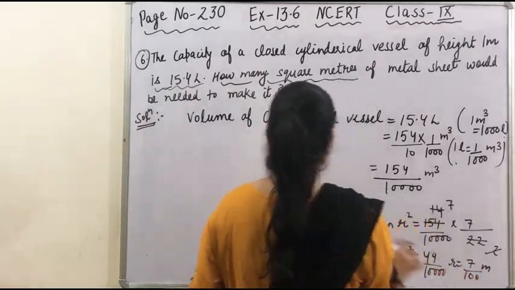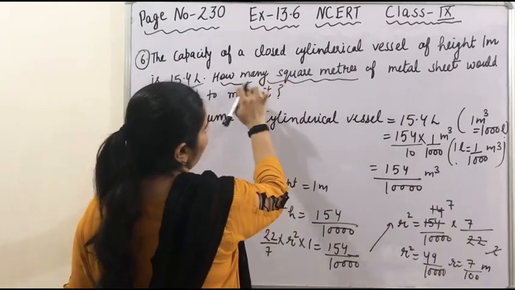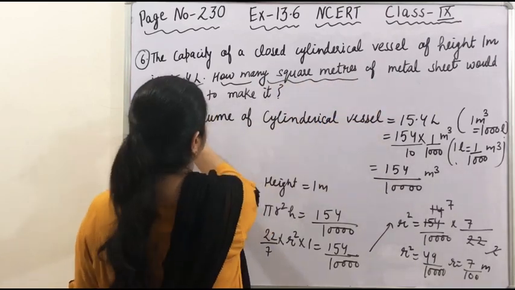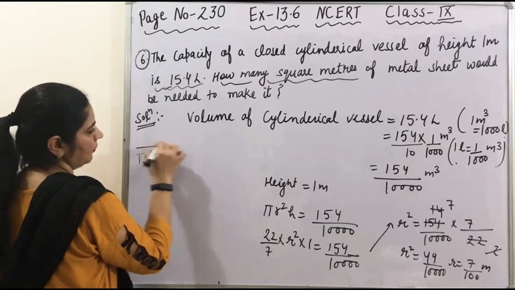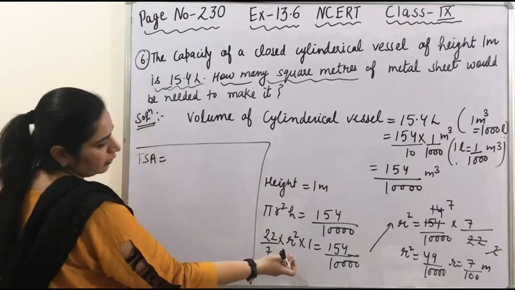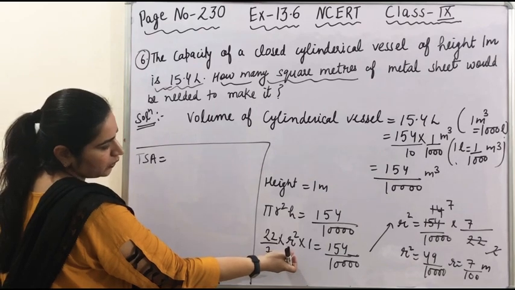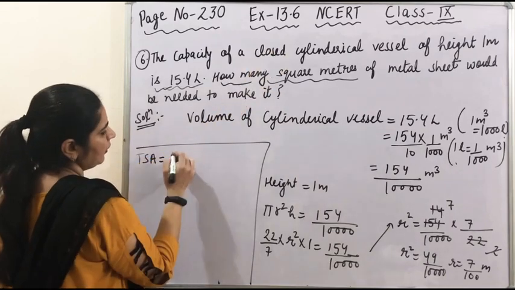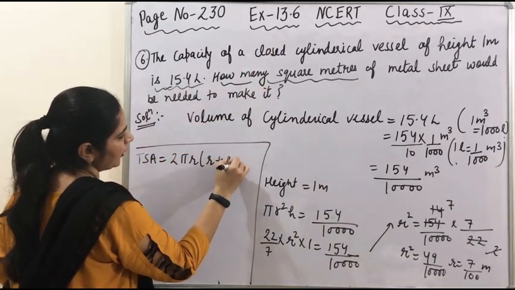Radius is given, height is given, and here in the second part we have to find out how many square meters of metal sheet would be needed, means total surface area is required. Okay, second part, this was the requirement. Radius was required because we have to find out the total surface area of the cylinder, which is 2 pi r into r plus h.